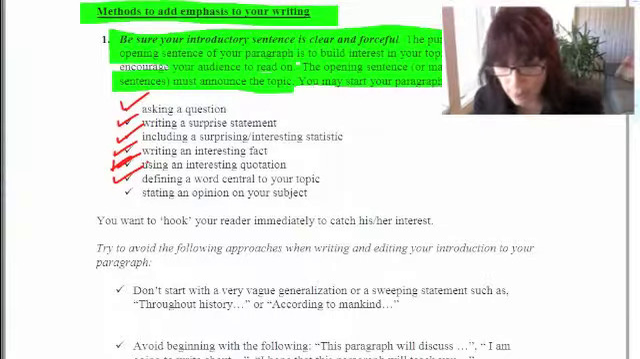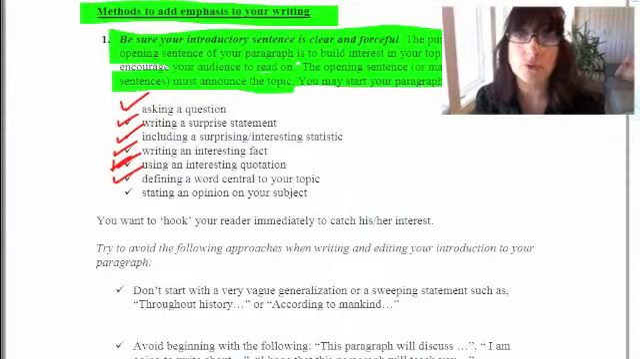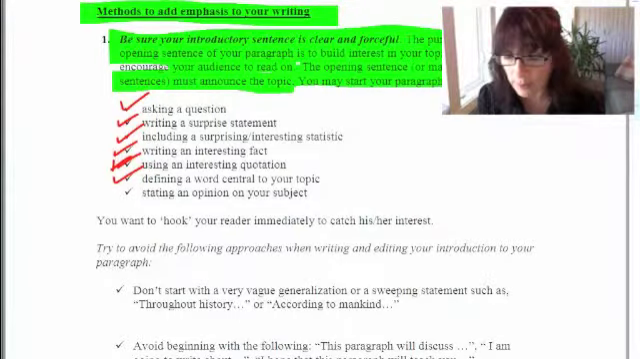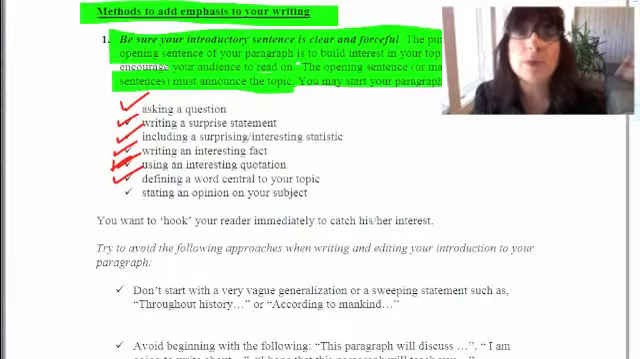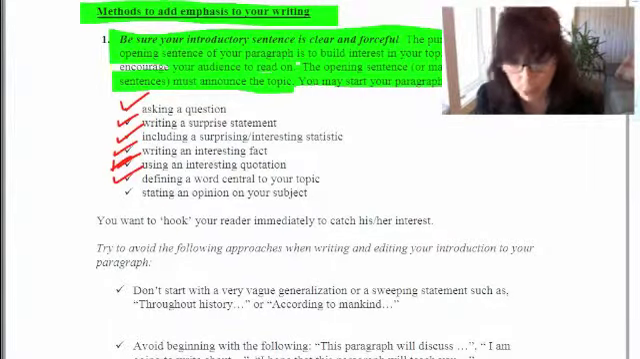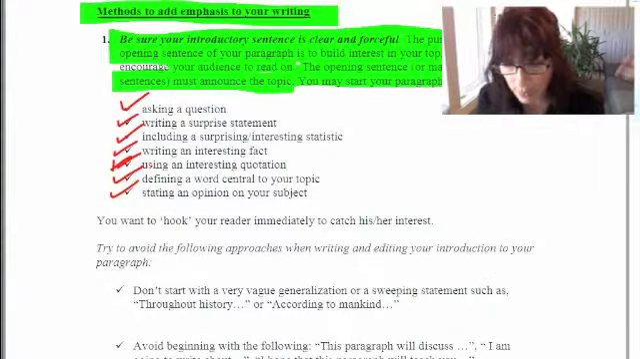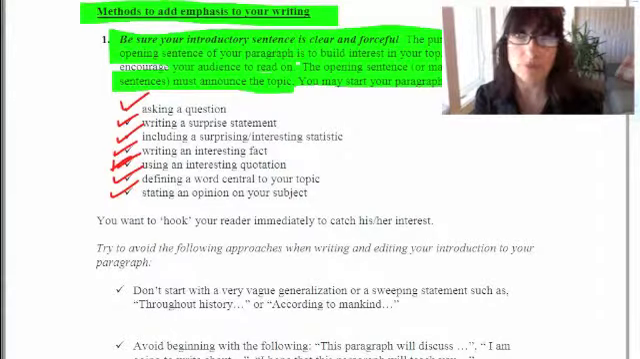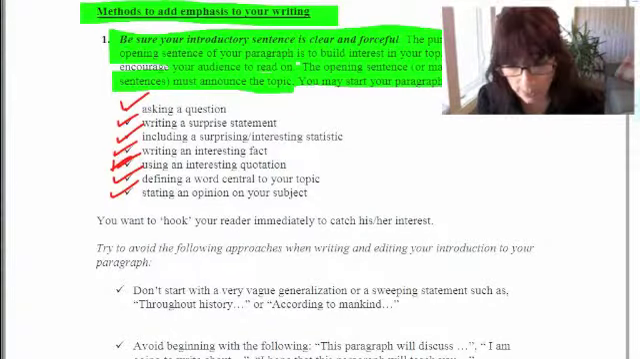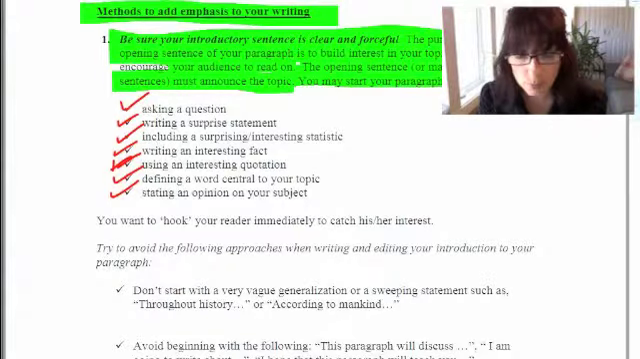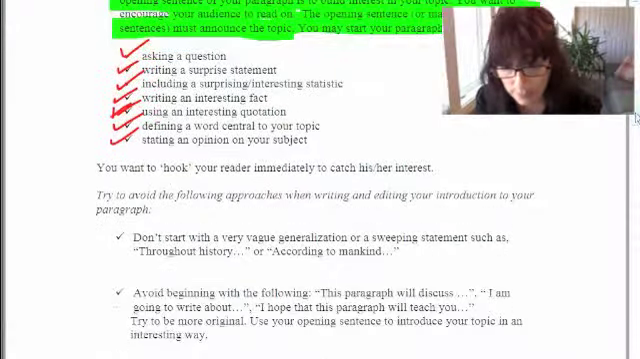You may want to start by defining a word that's central to your topic. So if, let's say, you're writing about what it means to procrastinate, you might want to start with a definition of procrastination and then go on from there. And the last point is you might want to state your opinion on your subject. If it's that kind of topic where you would want to state your opinion, then you go on to prove your opinion in the body paragraph, in your supporting details.